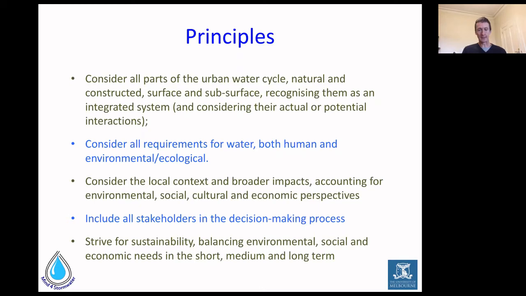Strive for sustainability, balancing environmental, social and economic needs in the short, medium and long term. And I'll just pick up on this concept of long term. We need to make sure that we have appropriate monitoring and maintenance in place to allow our systems to work well and be assured to work well in the long term. And really the objectives of the Mine for Stormwater program are exactly about that, equipping us with the tools to allow us to do that in a cost-effective way.